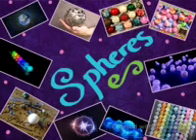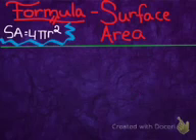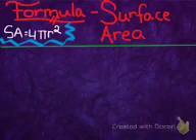Okay, let's first start finding the formula for surface area. The formula for surface area is surface area equals 4 times pi r squared. Now pi, the symbol for pi, is also 3.14. Okay, now let's start a problem.